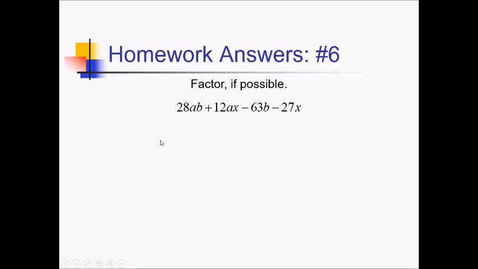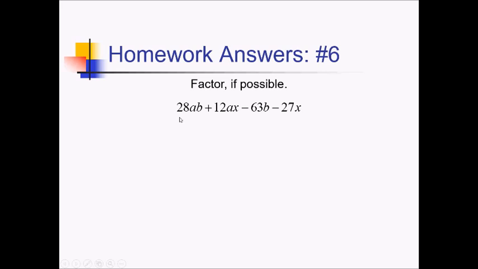On this problem, we're trying to factor this expression with 4 terms. Since we have 4 terms, it's possible we could factor this by grouping. So let's look at the ratios of the first 2 and the last 2 coefficients. First 2, we have a ratio of 28 to 12. That reduces by 4 to a ratio of 7 to 3. Now, if you look at these next 2, negative 63, negative 27, you can reduce those by 9. That would also give you a 7 to 3 ratio. So definitely grouping is going to work on this one. Let's go ahead and do it now.